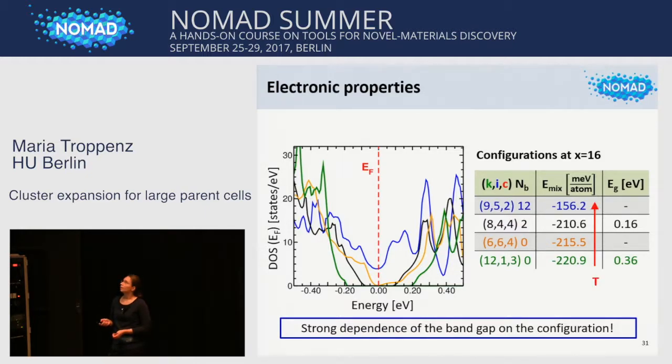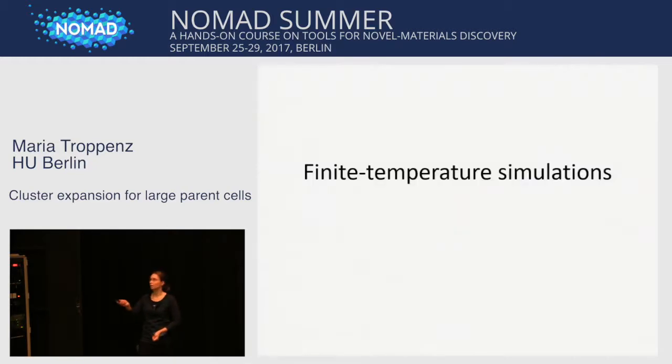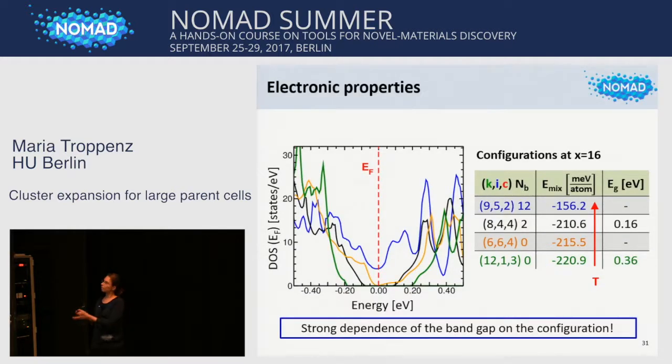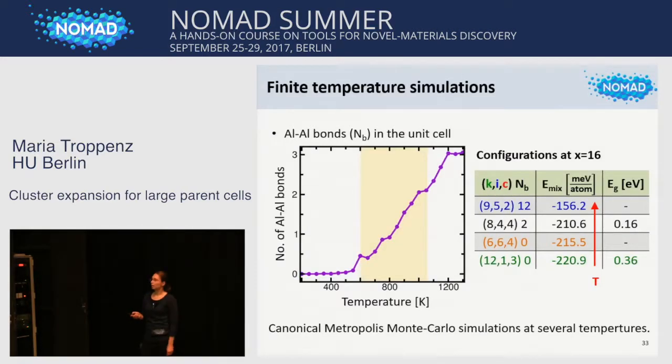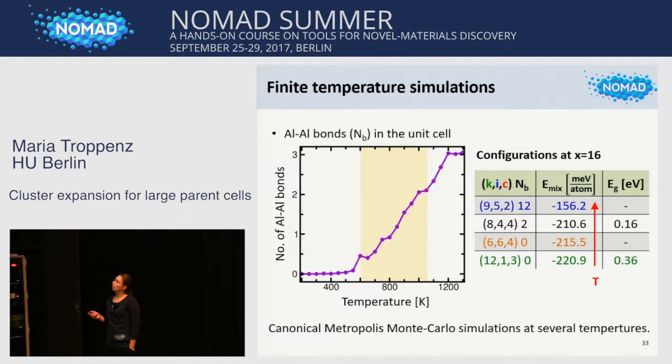So we can say we have a strong dependence of the band gap on the configuration we want to study. And if we want to assign the energy difference from a configuration to the ground state to kinetic energy, we can also express the kinetic energy as a temperature, and this motivates us to study finite temperature effects. So we perform finite temperature simulations to also study the configurational change, which may be behind this semiconductor to metal transition. The finite temperature simulations we do are canonical Metropolis Monte Carlo simulations at several temperatures.